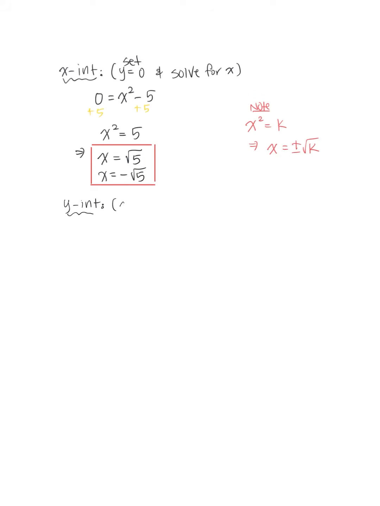So we're going to have to set x equals 0 and solve for y. So here we have y equals x squared minus 5. So you're going to have to replace x with a 0. So we have 0 squared minus 5. So here our y-intercept is going to be y equals negative 5.